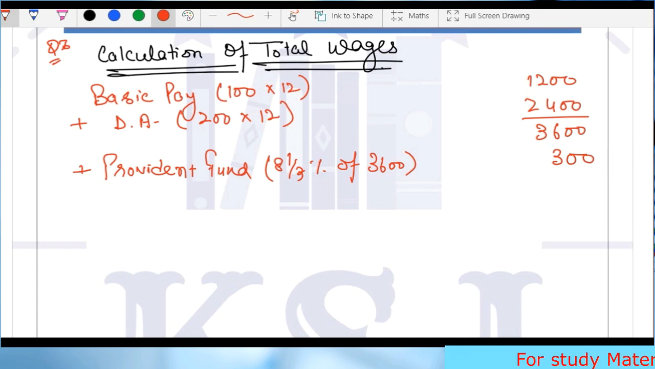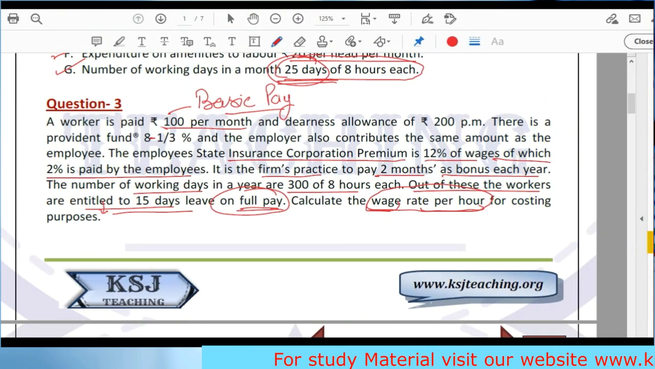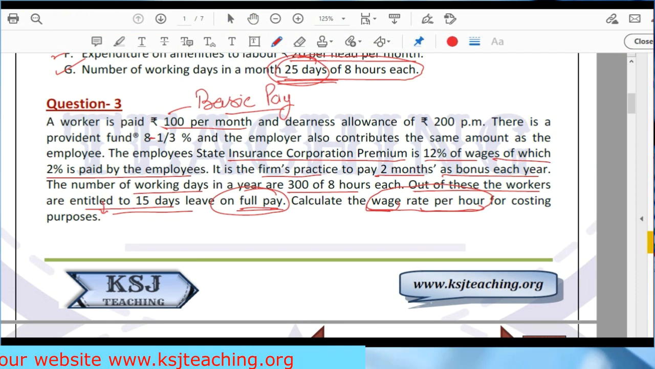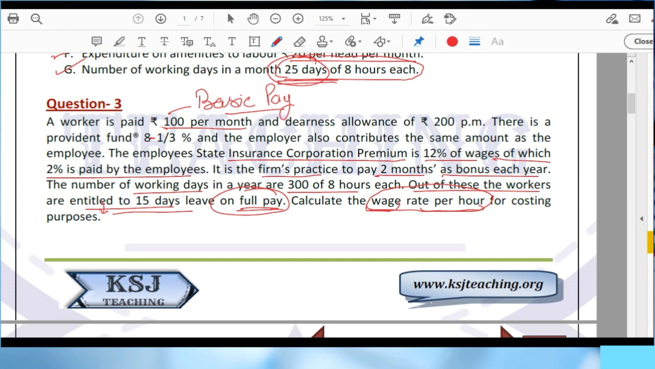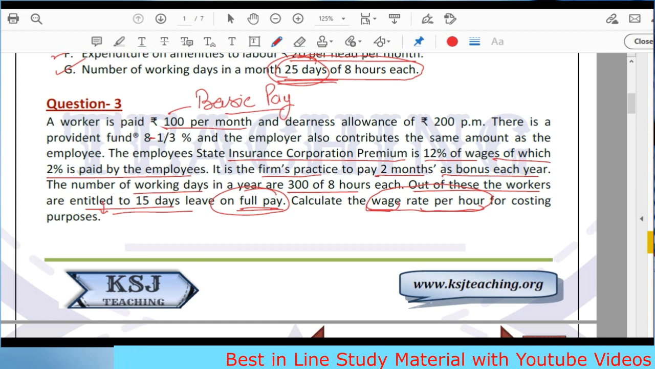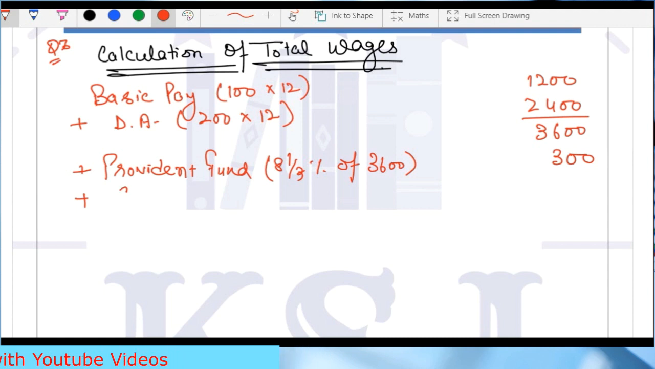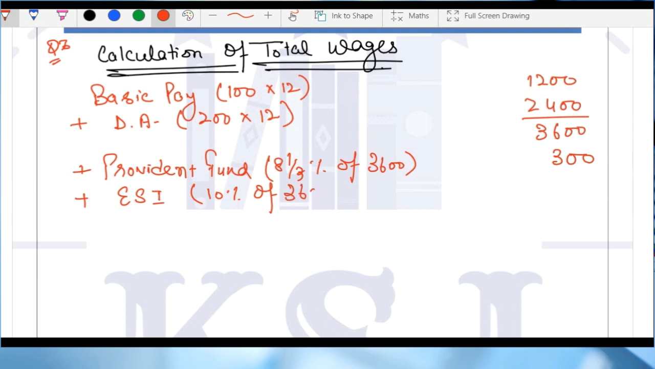Then the ESI. What is the ESI contribution by the employer? Now I told you in the last lecture that we do not have to consider the employee's contribution. Employee's contribution is after the employee has left the office and he is contributing later on, and the employer has nothing to do with that. So out of the total 12%, what is the employer's contribution? Only 10%. Clear? So the employer's contribution to ESI is 10% of 3600. This is 360. Clear up till this point?